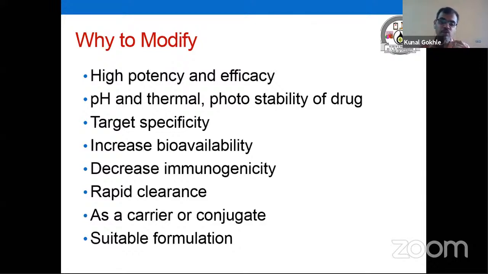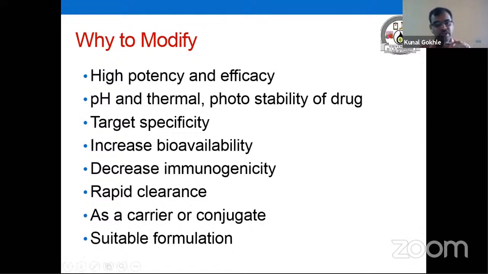I would like to quote an example of this in the next slides, where the immunogenicity associated with the product has been decreased by scientists. Then if we have any kind of clearance-related problem of the drug, we can solve it by using polymers, because polymers have not been observed to have any clearance-related problem. So we can modify that polymer and use it with our drug, and solve the difficulties associated with the clearance-related problems of the drug.